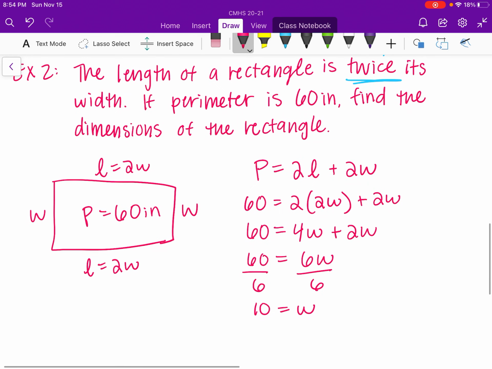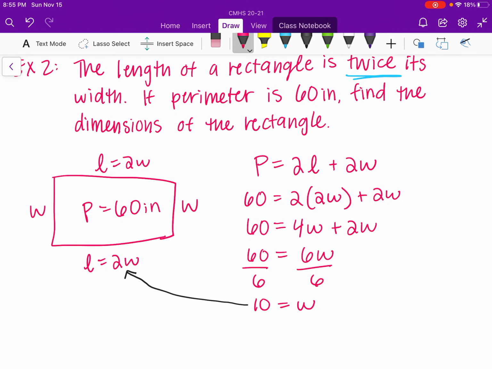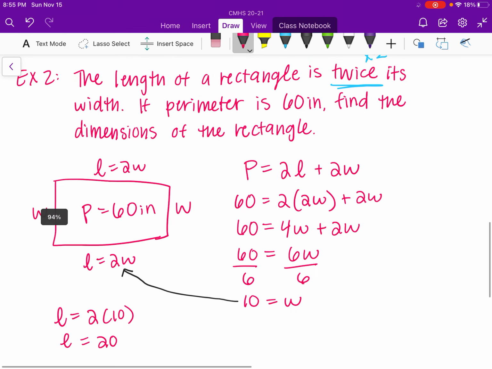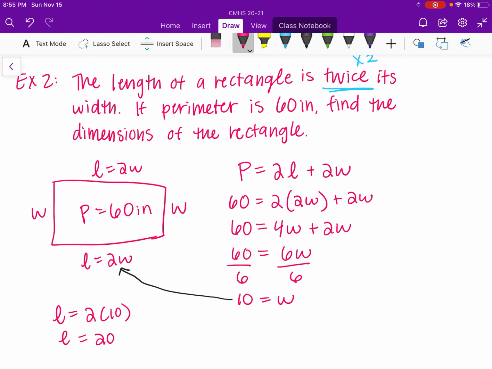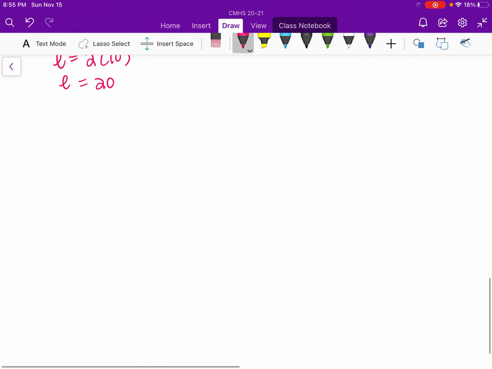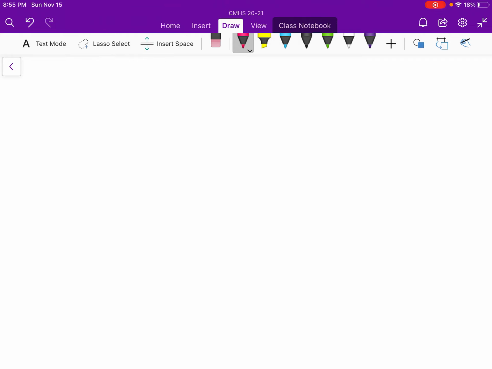However, they want us to find all the dimensions. So how are we going to find the length? Well, the length is 2 times the width. So all we need to do to find the length is do 2 times 10. And that would give us 20. So the length is 20 and the width is 10. All right, that is perimeter. Let us move on to area, shall we? Remember, you can pause at any time if I'm going too fast.